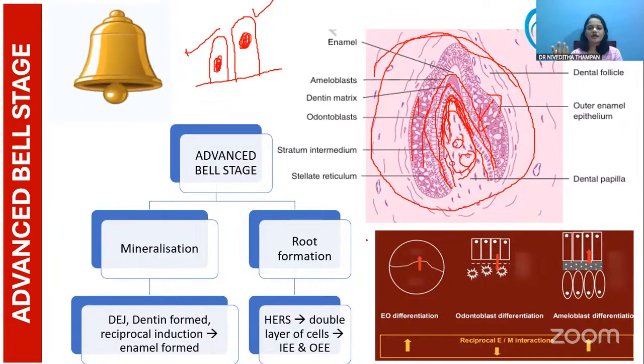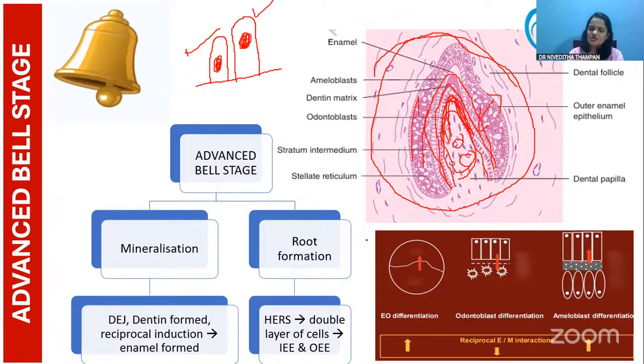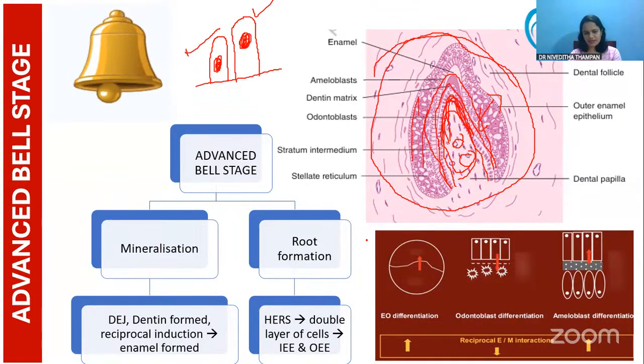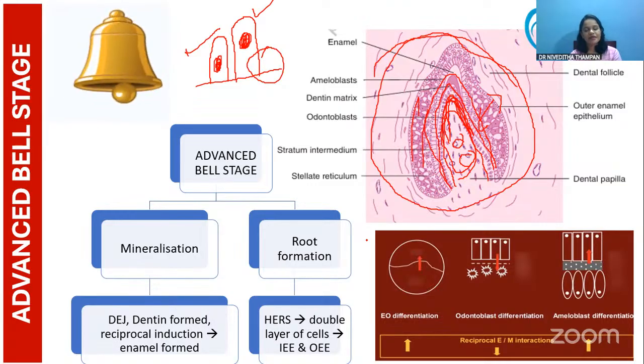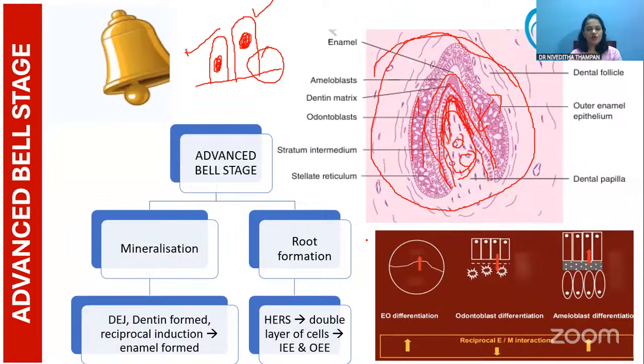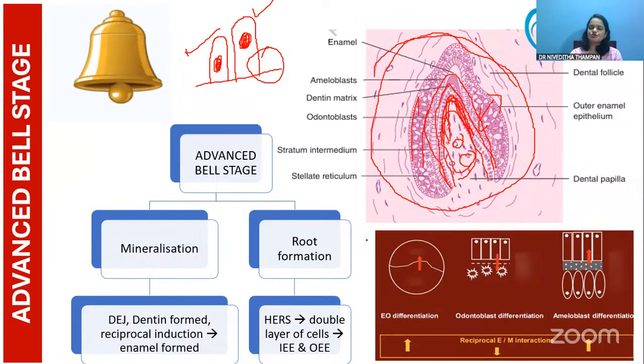This happens by around the end stage of the early bell stage or in the advanced bell stage. This whole process is called reversal of nutrition. We had seen the reversal of polarity; now the next reversal happening here is the reversal of nutrition. Till now they were getting nutrition from the dental papilla blood vessels, but now that the hard tissue is formed, there are no blood vessels, so they get nutrition from the dental follicle or dental sac. That is called reversal of nutrition.